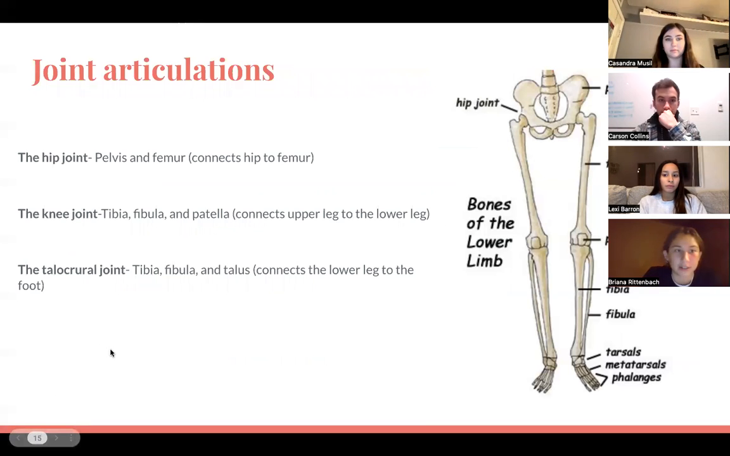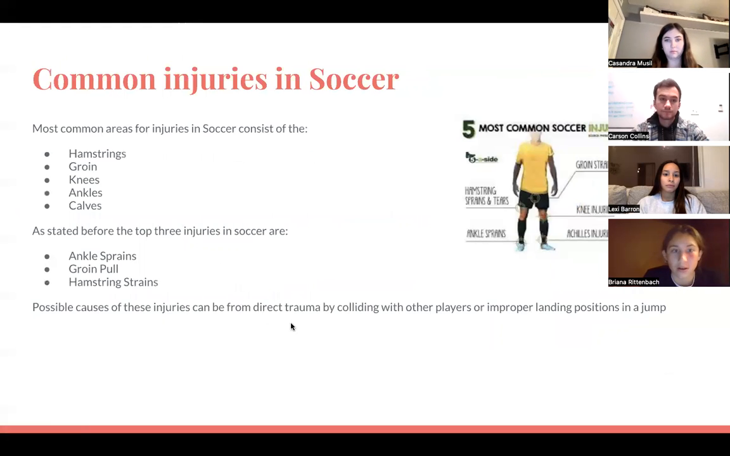And some joint articulations. For the hip joint, it's the pelvis and femur, which connects the hip to the femur. The knee joint involves the tibia, femur, and patella. It's connecting the upper leg to the lower leg. And then the talocrural joint involves the tibia, fibula, and talus, which is connecting the lower leg to the foot.